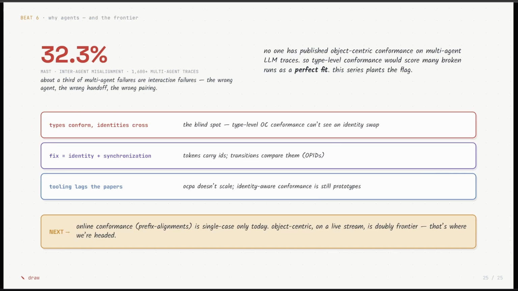And finally, there is one more frontier before we go. It's online conformance. That will be the next video. So it's checking a run as it streams with prefix alignments. It is single case only today. Object-centric on a live stream is a double frontier. So that's where we are headed. This is what I will be talking about in the next video about live online conformance.